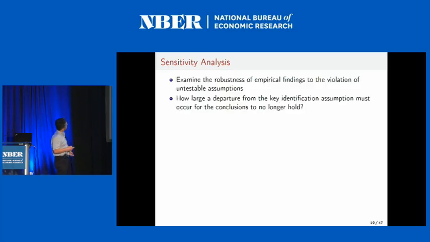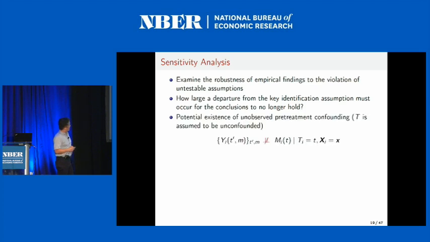So the question here is how large a departure from the key identification assumption must occur for the conclusion to no longer hold. The most controversial assumption is this second part, the cross-world counterfactual assumption. So the question is, what would happen if this independence is actually not true? How do we know what estimates you might get?